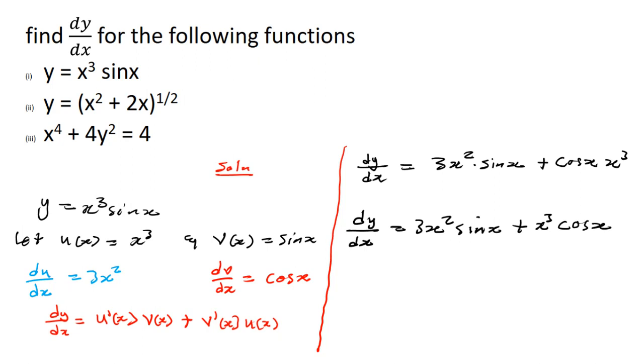So let's quickly look at the next question. The next question is y is equal to x squared plus 2x to the power half, which is our number 2. So our number 2 is y is equal to x squared plus 2x, and then to the power of half. So we are going to say solution.